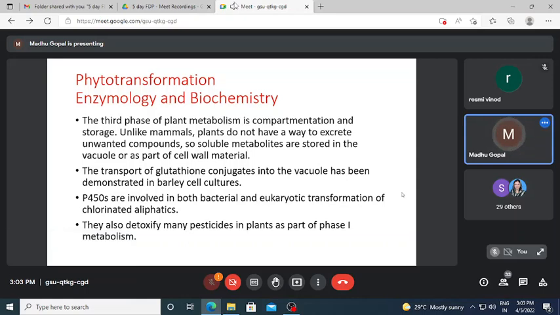So there is a difference. Mammals can excrete unwanted compounds, but plants do not have that option. So soluble metabolites are stored in the vacuole or as part of the cell wall materials. Unwanted compounds cannot be sent out, so they are stored in the vacuole of the cell, or they may be stored as a part of the cell wall material. And the transport of glutathione conjugates into the vacuole has been demonstrated in barley cell cultures in some studies. Okay.